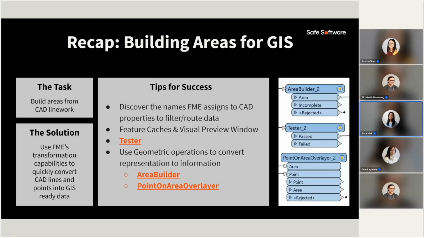The key transformers here were the area builder and point on area overlayer. And we also made use of the tester transformer to create a subset of the data that we wanted to work with. We are now left with data that's ready for spatial analysis in the GIS, as well as a workspace that can be tweaked. We can use it over and over again with a new set of forest cover maps.